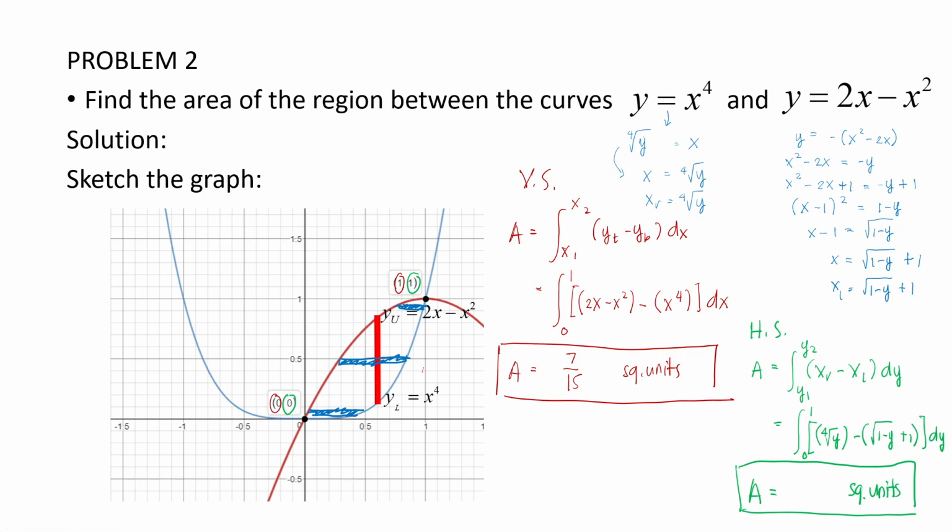So probably it will take some time for the calculator to give you the answer, since it's dealing with fourth root, and then the other one is square root of 1 minus y. So answer please if nakakuha mo.